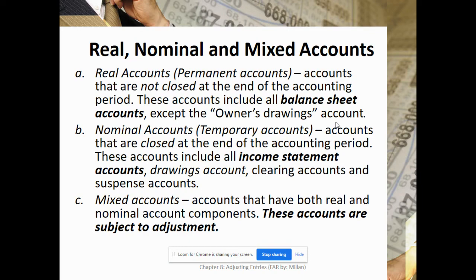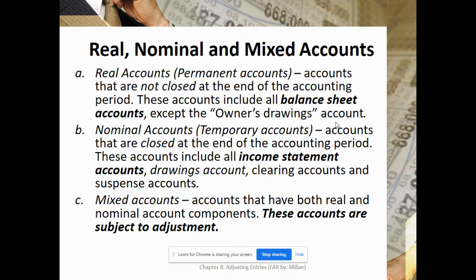Next is the nominal accounts. Ito naman yung mga temporary accounts. These are closed at the end of the accounting period, kaya siya temporary lang. These accounts include all income statement accounts, drawing accounts, clearing accounts, and suspense accounts. Na-discuss na din natin lahat ng accounts under income statement in the previous discussions.